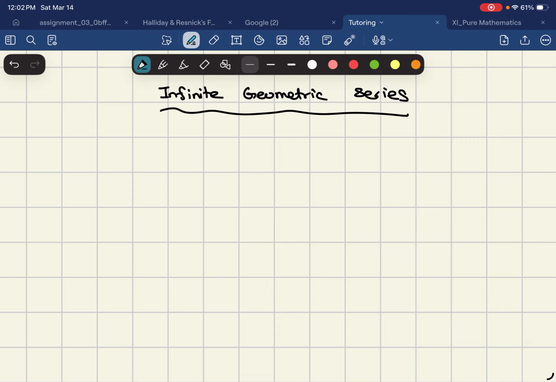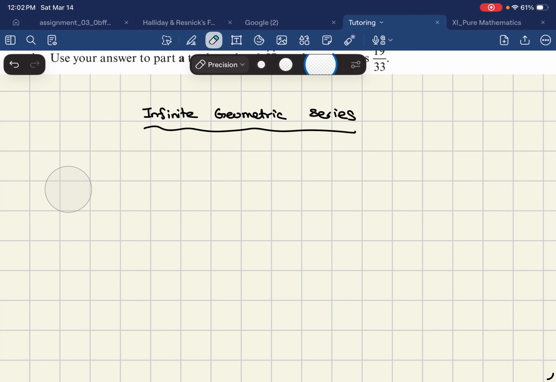So sometimes, for example, if you have 1 plus a half plus 1/4 plus 1/8 and so on, you can actually calculate the sum. The sum of this infinite series is a finite value. So how do we know when the sum is finite or infinite? That is dependent on the common ratio.